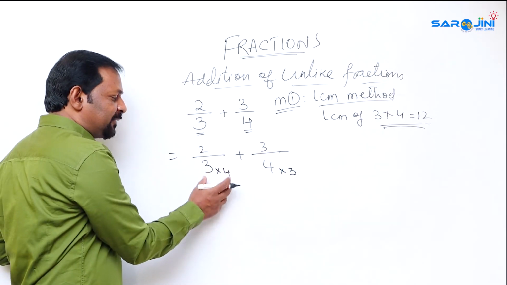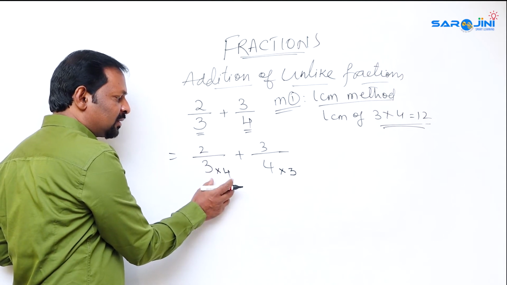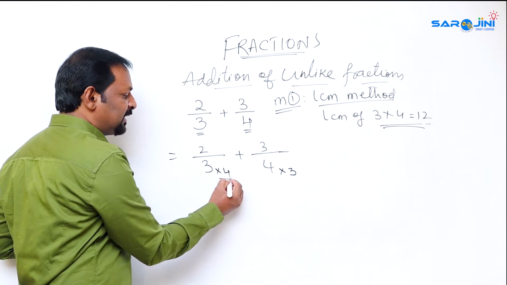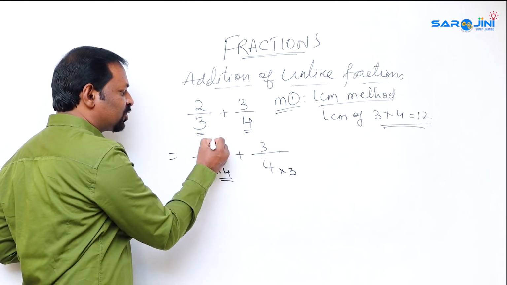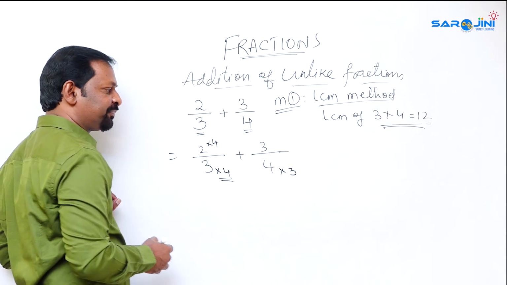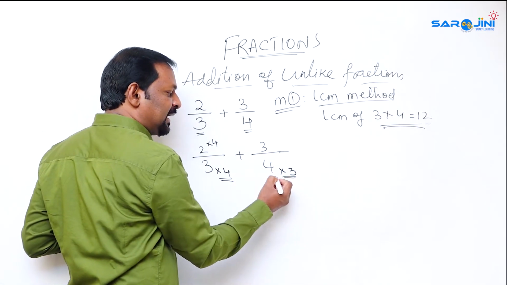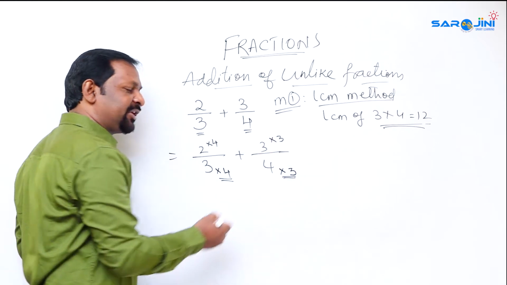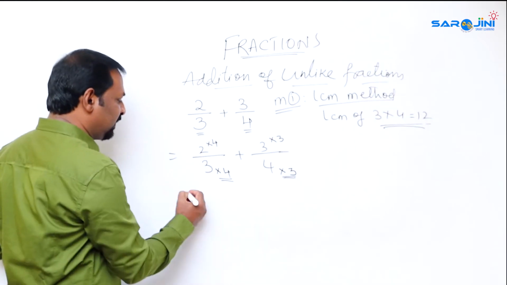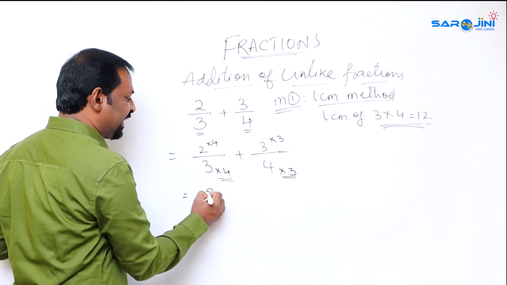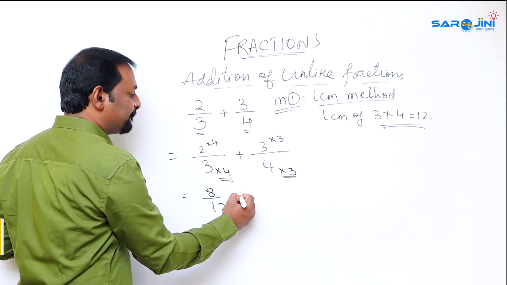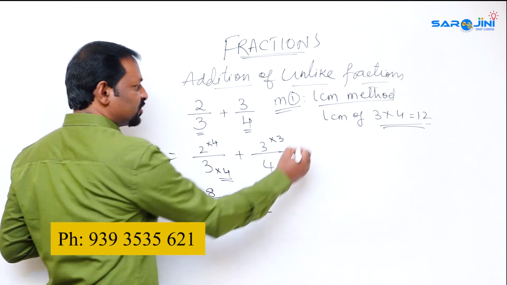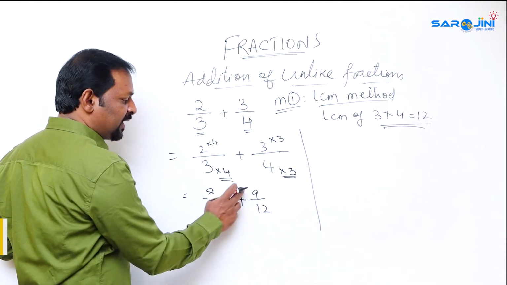Now, can you multiply a number to the denominator without doing it for the numerator? Is it possible? No. Whatever you multiply to the denominator, the same thing you should multiply to the numerator also. Here we are multiplying the denominator with 3, so we multiply the same 3 with the numerator. Then, in the next step, 2 4s are 8 by 12 plus 3 3s are 9 by 12.